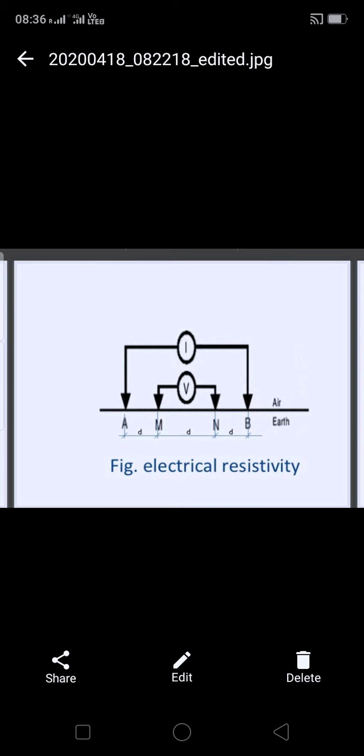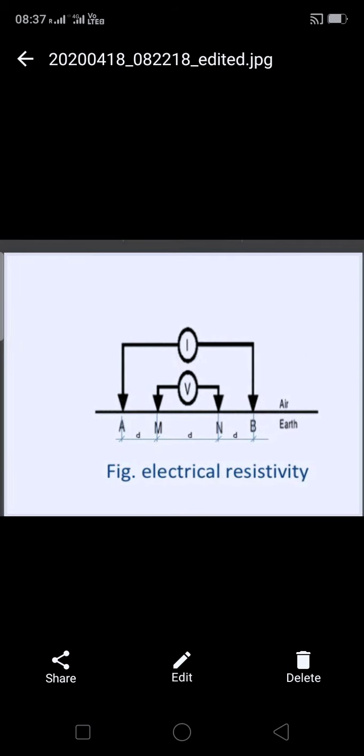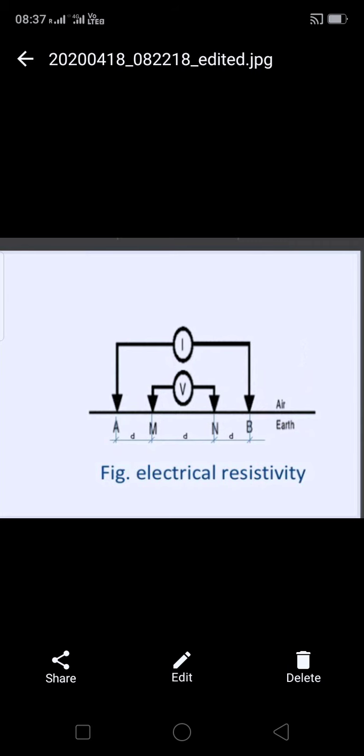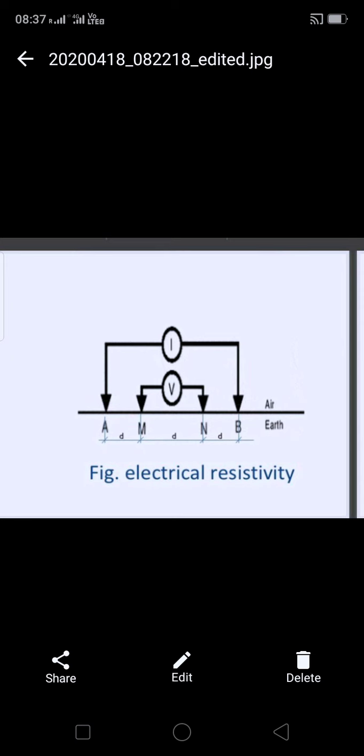What we will do is place electrodes at a distance d on the ground surface. First we provide the potential and see the potential difference. Again we increase the distance d and find it out again. If there is a hard layer, the potential difference will be very high. If there is a soft layer, then the potential difference will be very low.